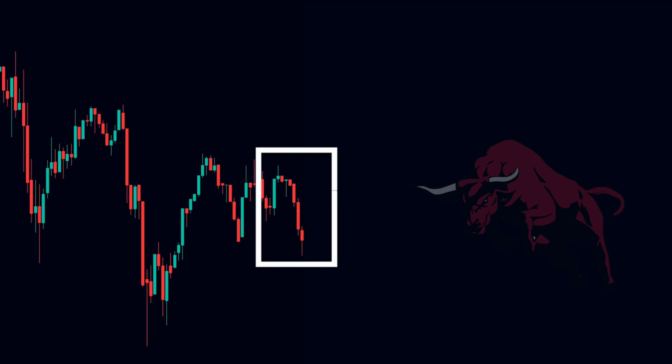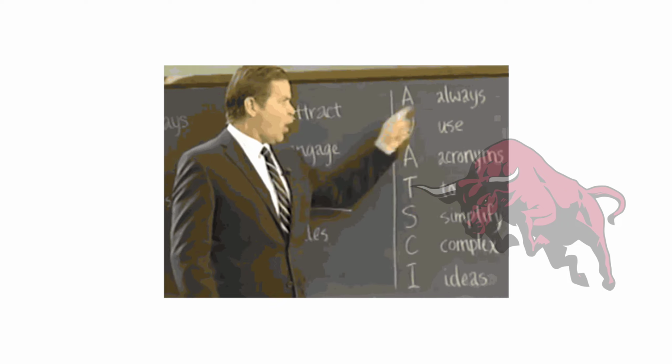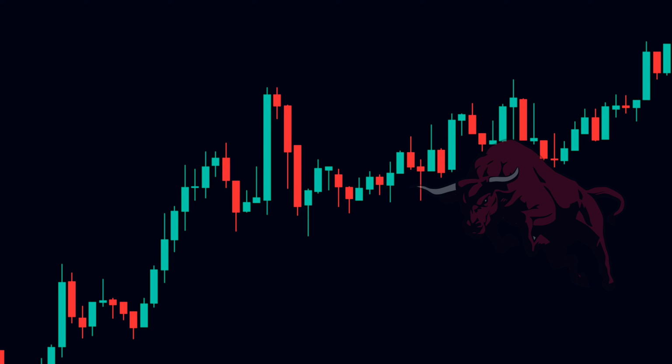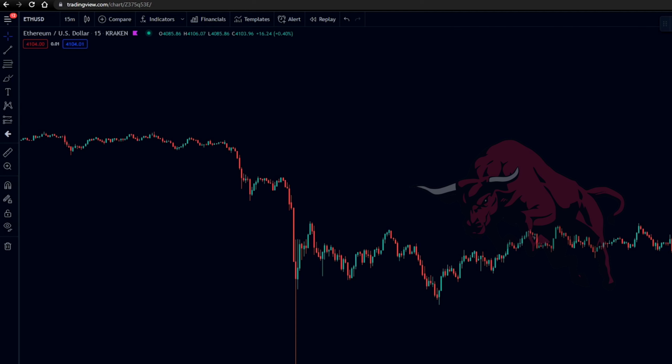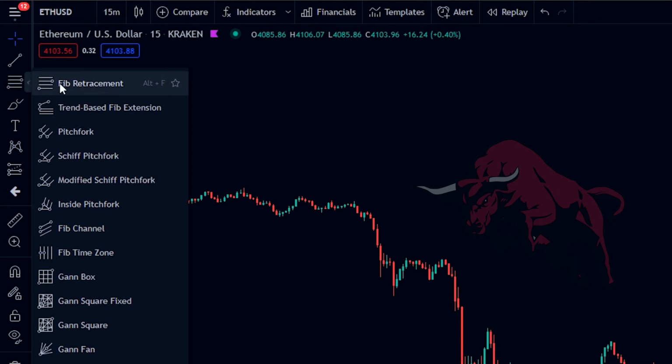Now, you might be asking yourself, how do I know if a specific pullback is weak or strong? Well, let me show you. To do this, we're going to be using the Fibonacci Retracement tool. This will help us realize if a pullback is strong or weak. To use the Fibonacci Retracement tool, simply go to TradingView or whatever chart platform you use, go to the side here and click this top one.